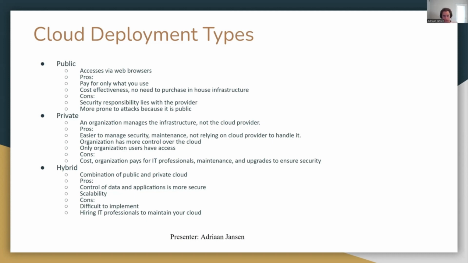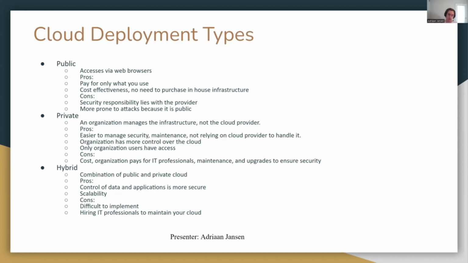Next, we have a hybrid cloud, which is a combination of a public and private cloud. An example of this would be a development and production cloud. So the development side being private, the production side being public.